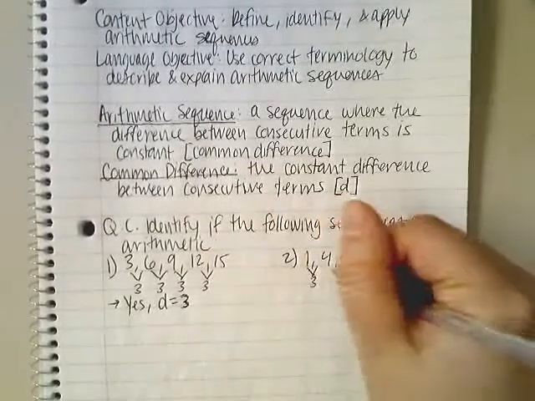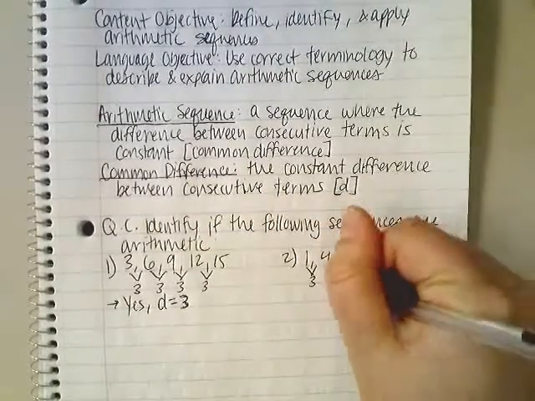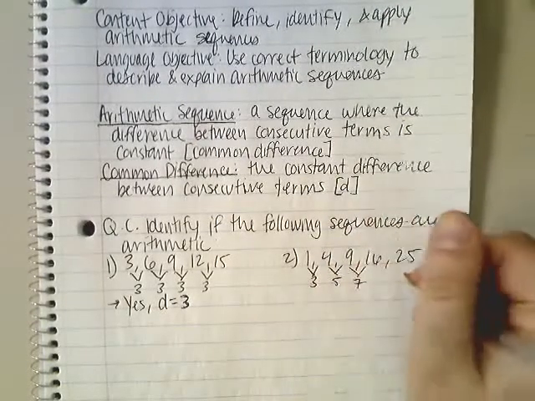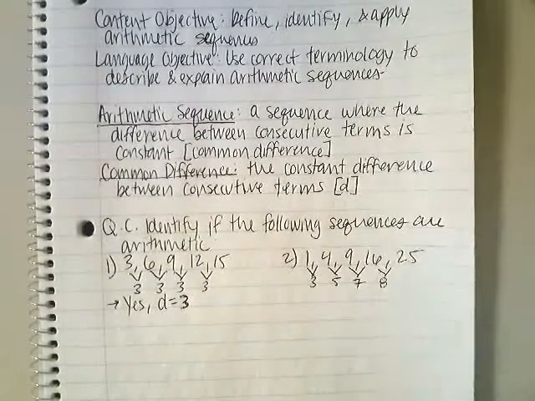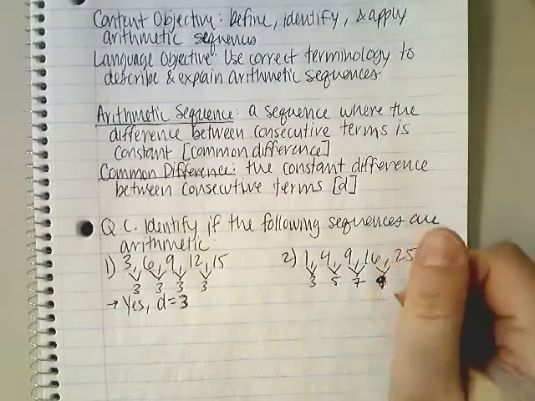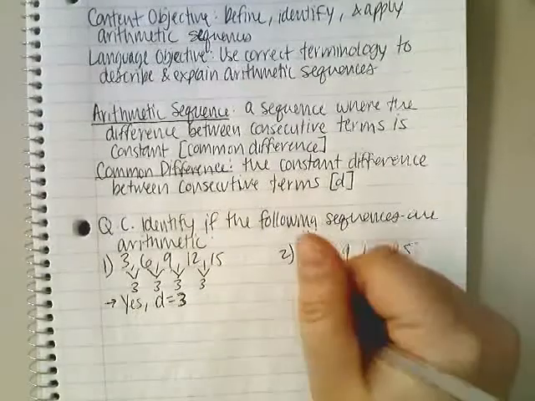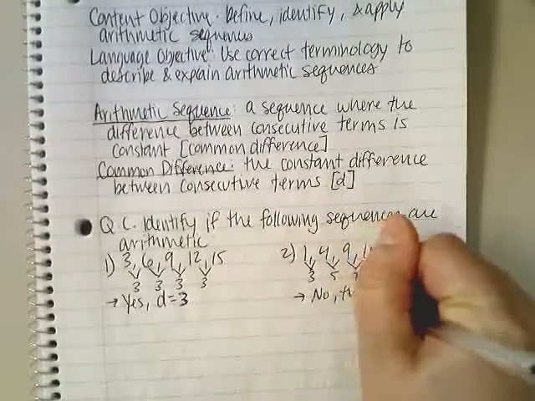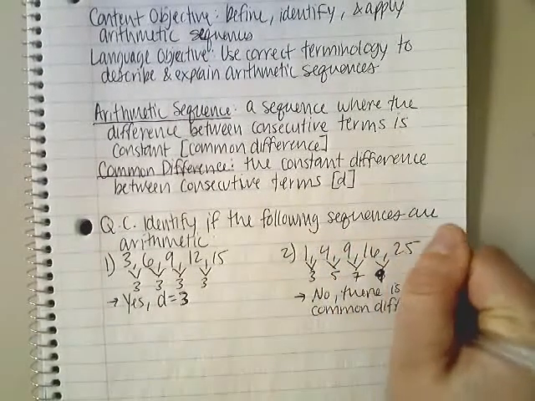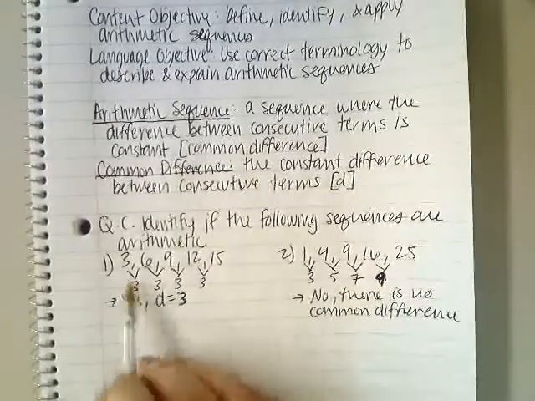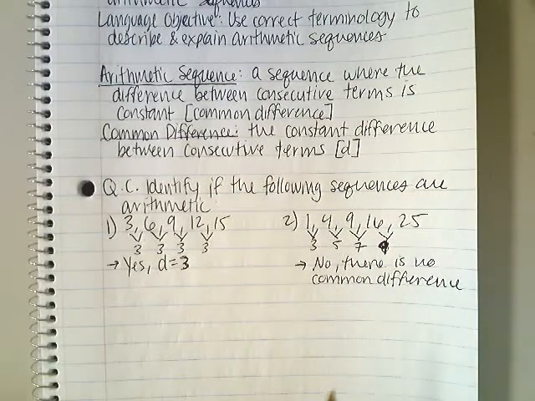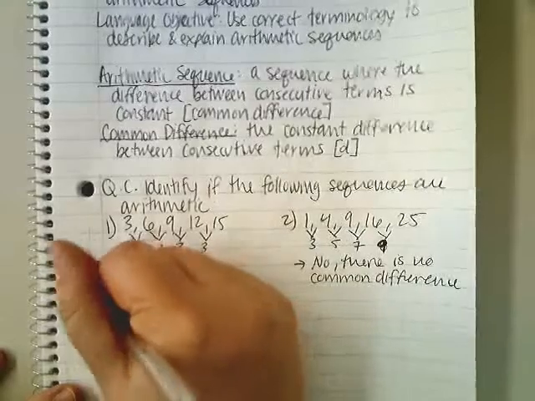For this one, the first difference is 3. So 4 minus 1 is 3. 9 minus 4, however, is 5. So already I know it's not arithmetic. Just to make sure I didn't make a calculation error, 16 minus 9 is 7, and 25 minus 16 is 9. So here my answer is no. There is no common difference. So this one is arithmetic, each term differs by the same amount from the previous, and this one is not. So before I move forward, let's talk about our formulas for these.